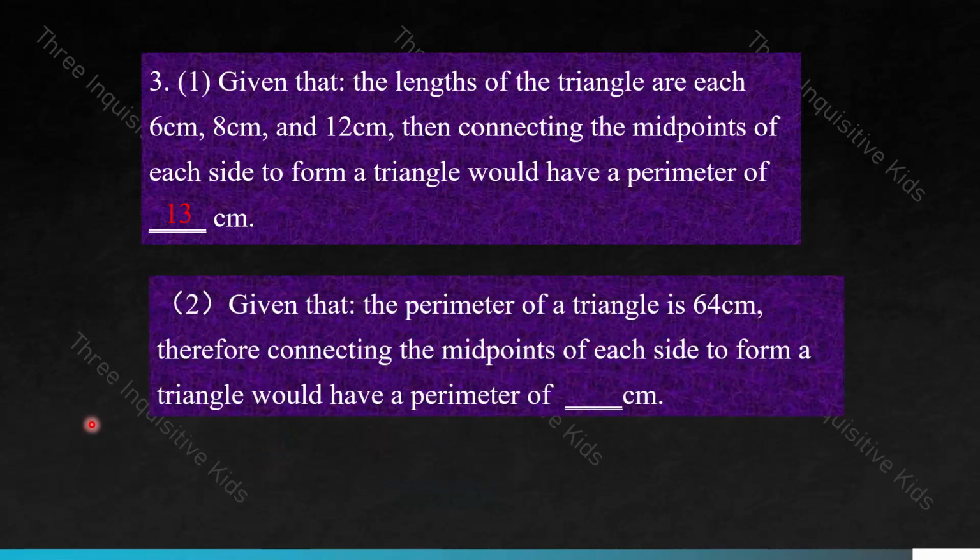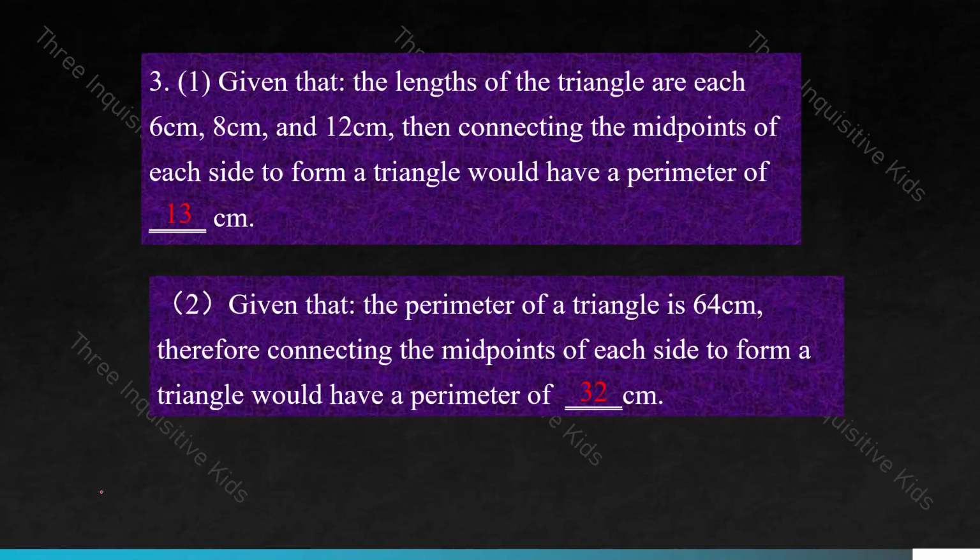And here's the second part. Given that the perimeter of a triangle is 64 centimeters, therefore connecting the midpoints of each side to form a triangle will have a perimeter of blank centimeters. This will give us 32. Now, how were we able to solve this problem?